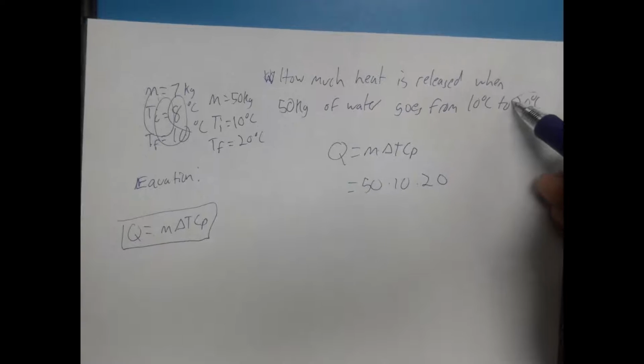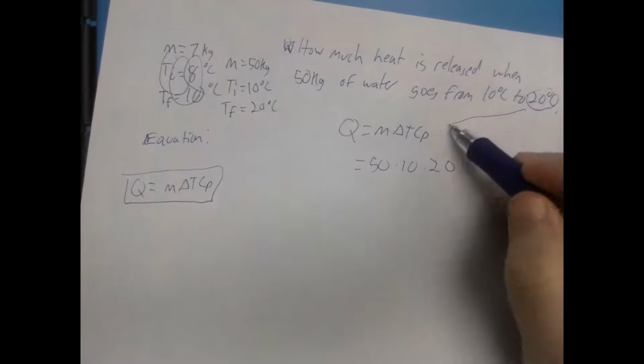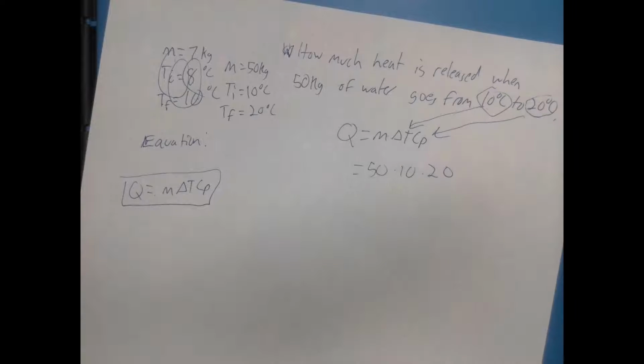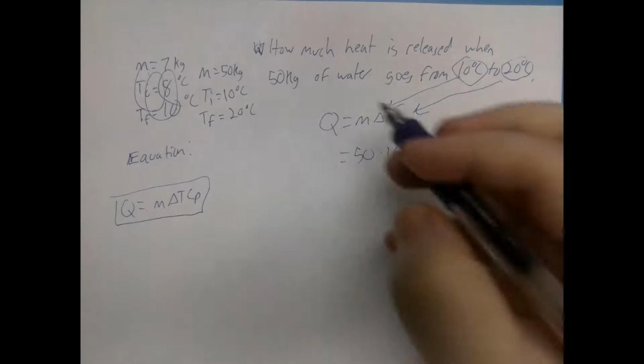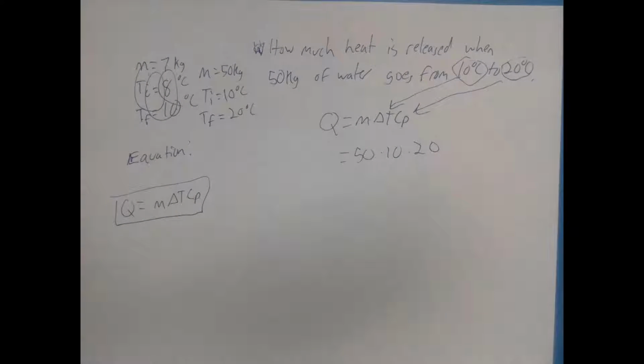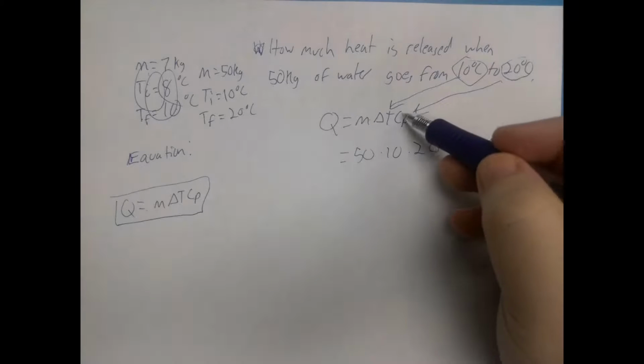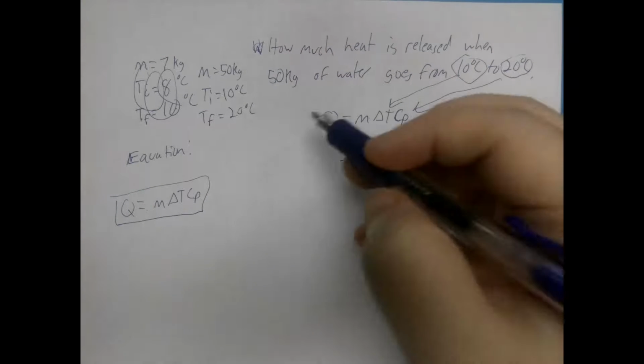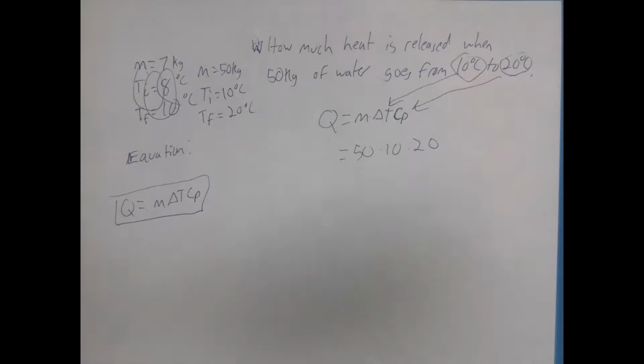Why are you plugging this number into CP? Why are you plugging 10 into delta T? Y'all just multiplied all three numbers together without actually figuring out what CP represents. What is delta T? Delta T is final minus initial. It was written on your equation sheet.